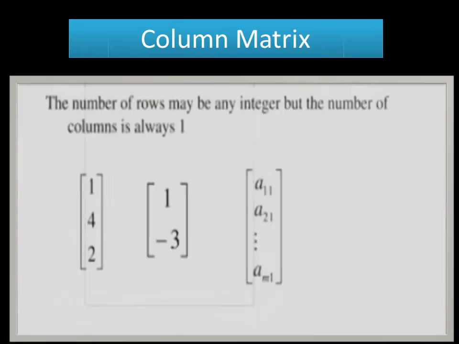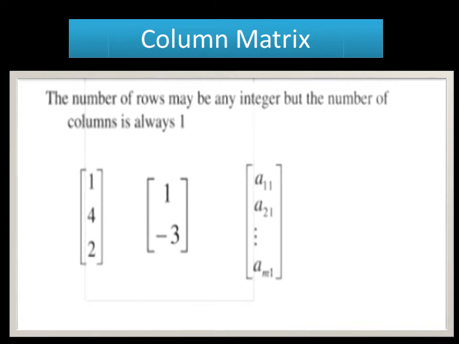Next is the column matrix, which states that if a matrix has only one column, then it is called a column matrix. The number of rows in a column matrix may be any integer, but the number of columns is always 1. For example, you can see in this matrix, the number of columns is 1 and the number of rows is different, but this is a column matrix because it has only one column. The number of rows may be different, it doesn't matter how many rows there are. The number of columns must be 1 in a column matrix.